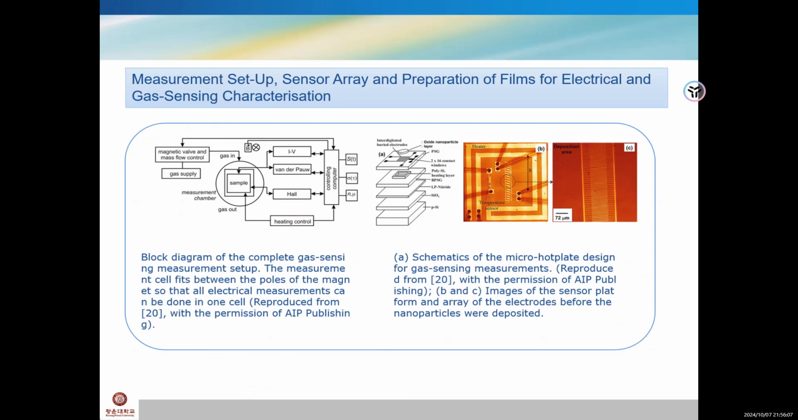So these are some images of a block diagram of the complete gas sensing measurement setup. The measurement cell is between both of the markers, so that all electrical measurements can be done in one cell. And the image on the right shows the scan of the micro hot plate design for gas sensing measurements.